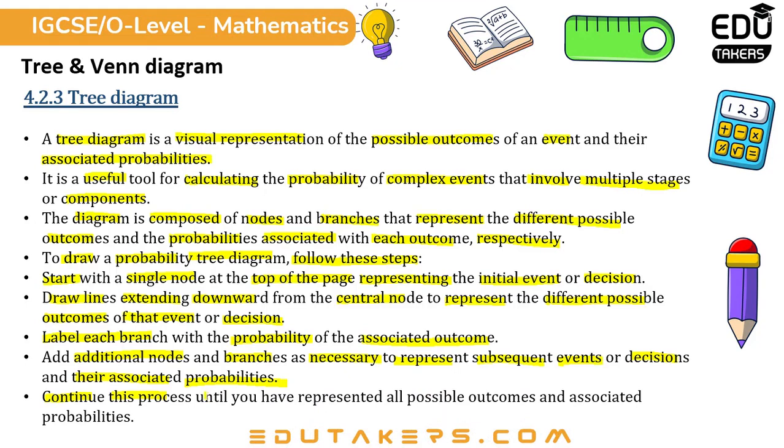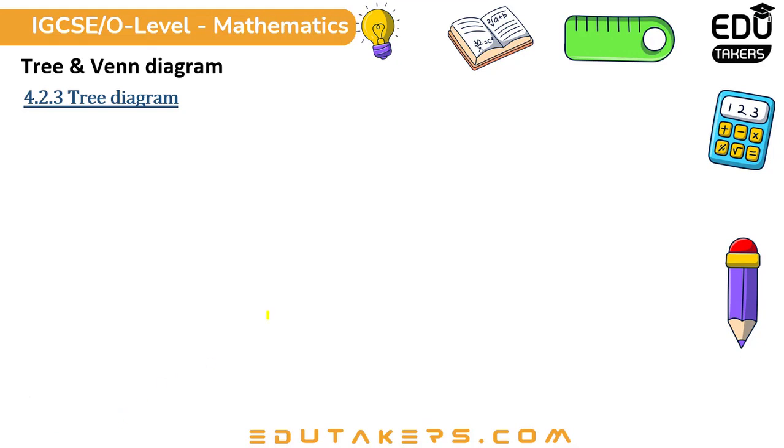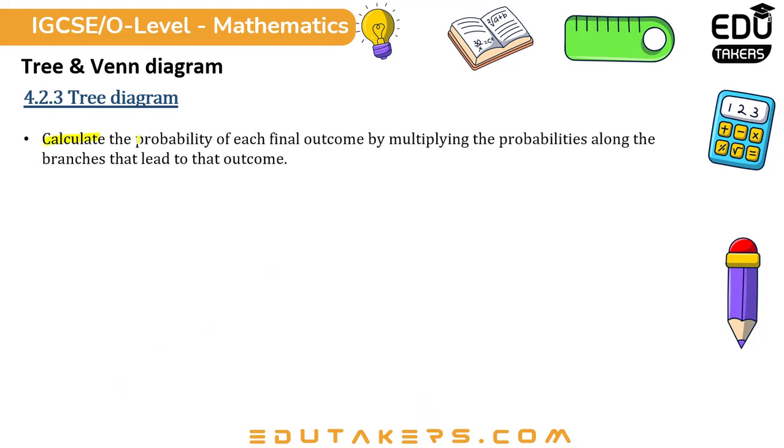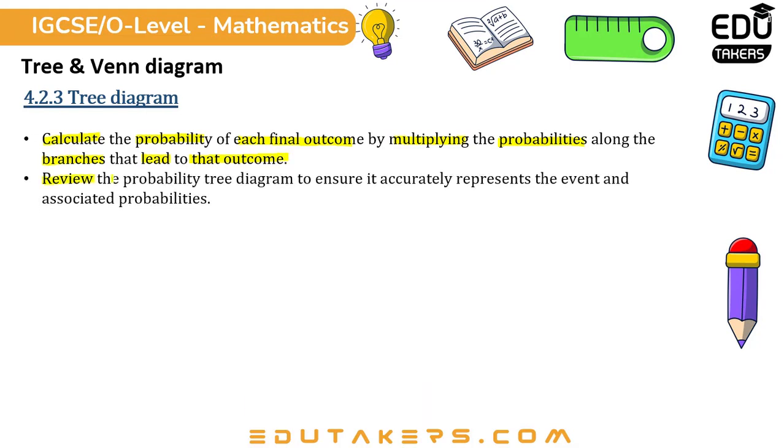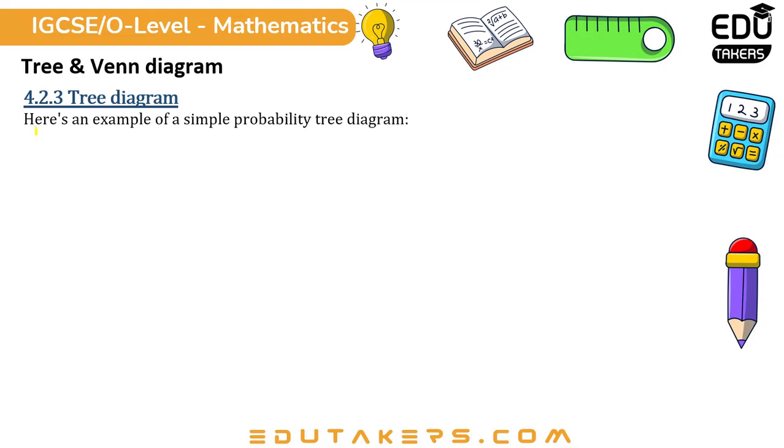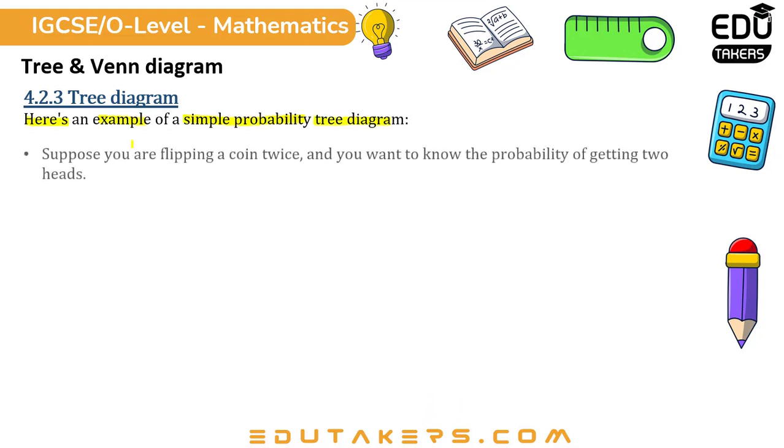Continue this process until you have represented all possible outcomes and associated probabilities. Then calculate the probability of each final outcome by multiplying the probabilities along the branches that led to that outcome. Review the probability tree diagram to ensure it accurately represents the event and associated probabilities. Here is an example of a simple probability tree diagram.